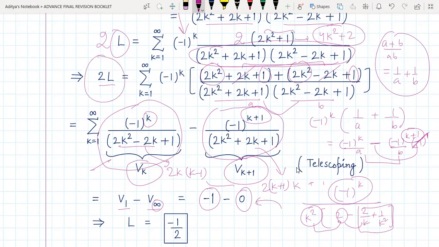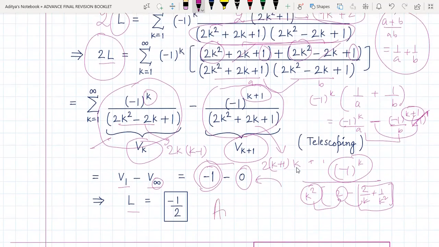So 2l was equal to minus 1. So l comes out to be minus half, which is our final answer.